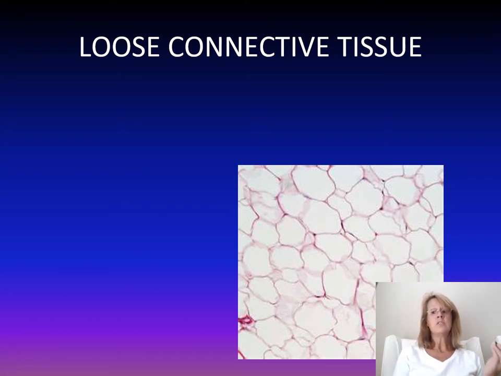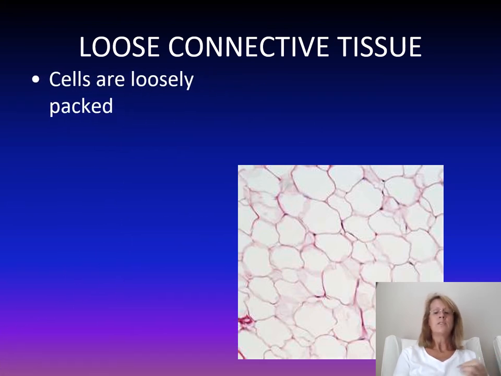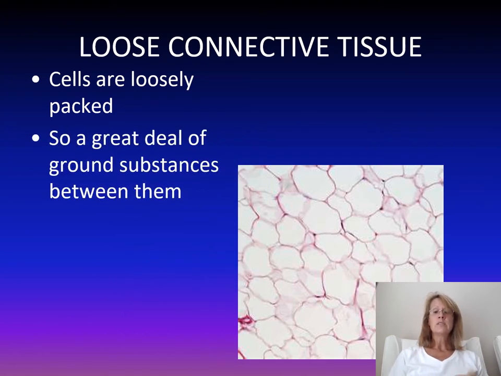Now, loose connective tissue gets its name because it lets you know that the cells are not tightly packed together. There we go. They're loosely packed. And so this picture is a little misleading because these cells are swollen. But if these cells were their normal size, there'd be a lot of space in between them. With loose connective tissue, you're going to have a lot of ground substance. We're not hollow, so our tissues don't have empty space in between them. We take that space and we fill it up with different things. And in loose connective tissue, we actually have three kinds.